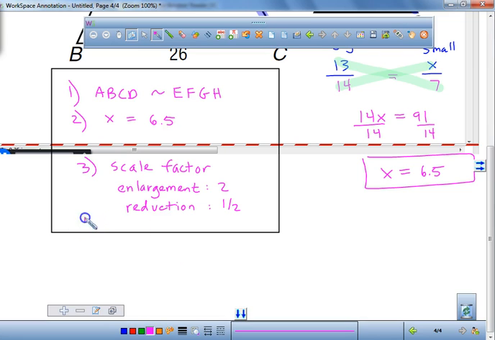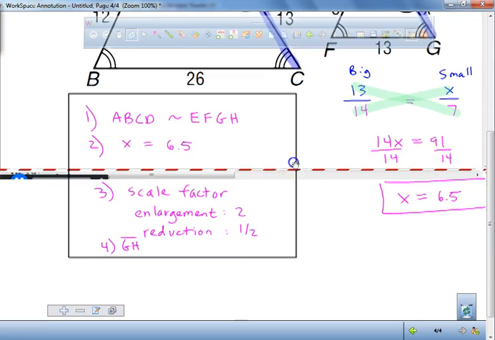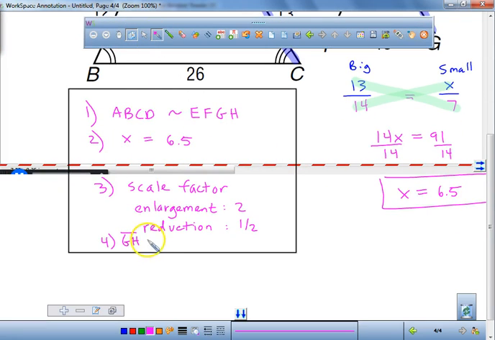One thing I forgot right here is the 4th one, where it says actually find the measure of the indicated side. So right here it says find the measure of GH. Well, GH in this particular case happened to be x. So GH, also put GH equals 6.5.